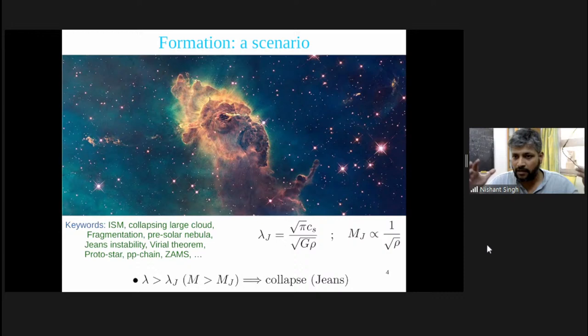So that the object can further contract, and whatever temperature rise occurs can essentially be lost due to radiation, and the collapse can proceed further and further for smaller mass. So if you have a lot of metals in the ISM, then you can actually form smaller stars like the Sun. In the very early universe, you might have heard of Population 3 stars, which are actually very massive, like 100 solar mass stars, because the medium is not metal rich.